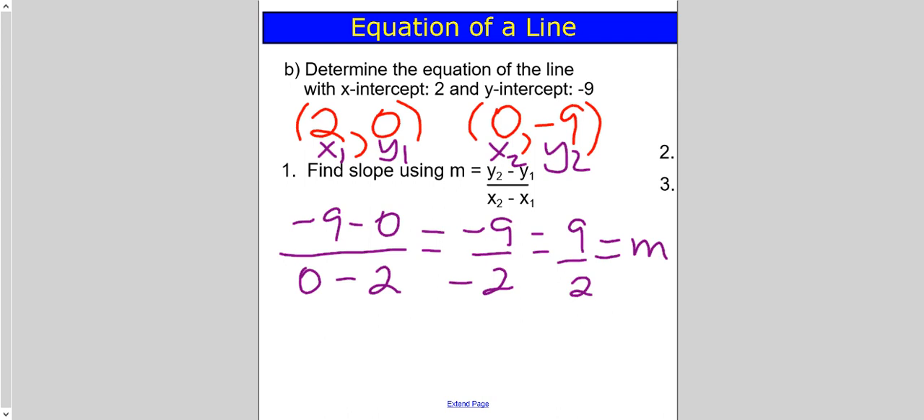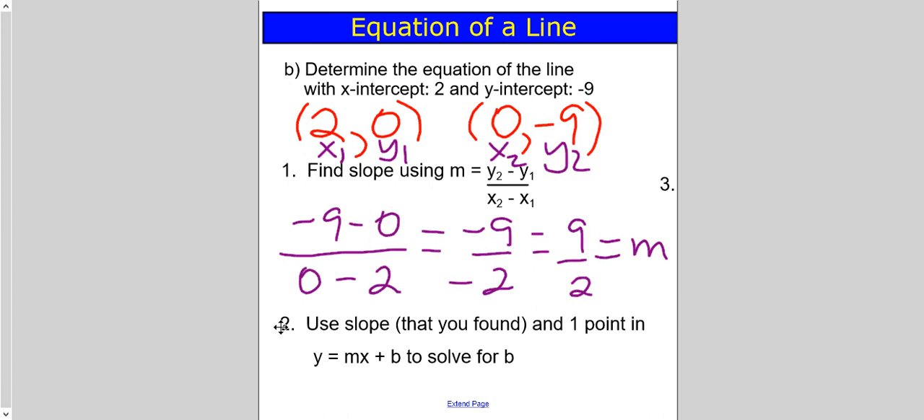Now, I would prefer that you would leave it as a fraction. I think we should be strong enough in our fraction skills to use fractions. But if you're super struggling with fractions, you can change it to a decimal.